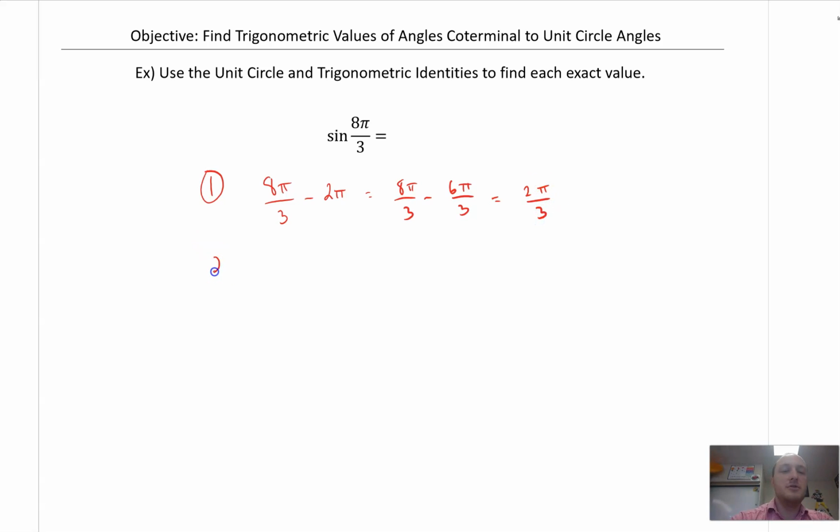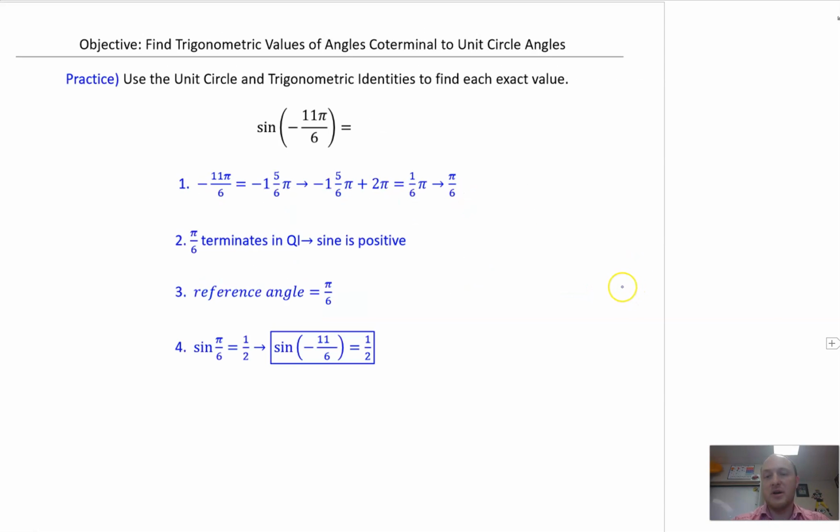All right, now step 2, what they outlined for us is where does this terminate? Where does 2 pi over 3 terminate? And what I tell my students is I always use pi and 2 pi as reference markers. So pi in this case is going to be 3 pi over 3. So notice how that's one third of pi backwards, right? This terminates in quadrant 2. So this is quadrant 2. And what we need to know here is that my y values, sine, are positive.